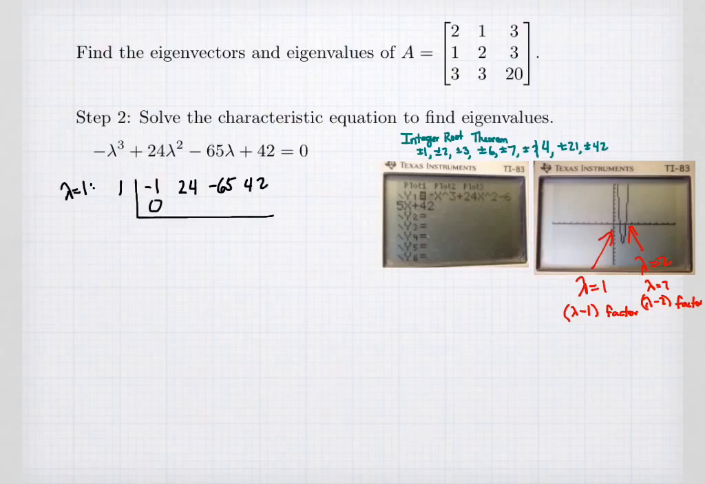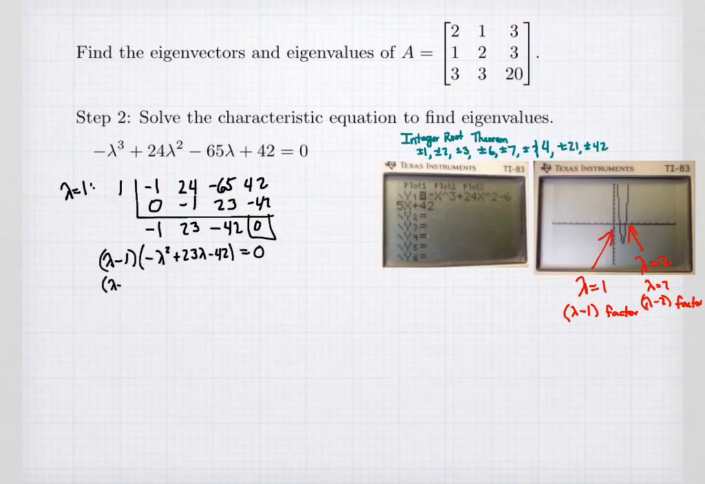Always start with 0. We're going to add and multiply. 23, -42, and 0. Since this is 0, we know that it is in fact a factor. It's lambda minus 1 times negative lambda squared plus 23 lambda minus 42, and that equals 0. Now I knew that lambda equals 2 was also a root, so we can write lambda minus 1, and we should check our polynomial, -1, 23, -42.